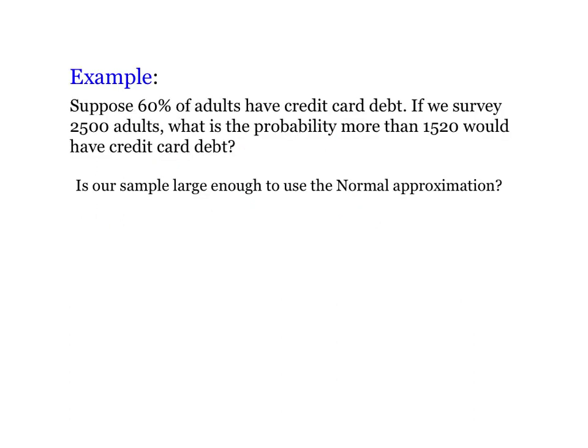Here's an example. Suppose that 60% of adults have credit card debt. Okay, that's probably low. But if we surveyed 2,500 adults, what is the probability that more than 1,520 would have credit card debt? Okay, so I'd like to use a binomial to solve this binomial problem. But to do that, I'd have to make sure that the sample is large enough to use a normal approximation. So I'd have to check, is n times p greater than or equal to 10? And is n times 1 minus p greater than or equal to 10?